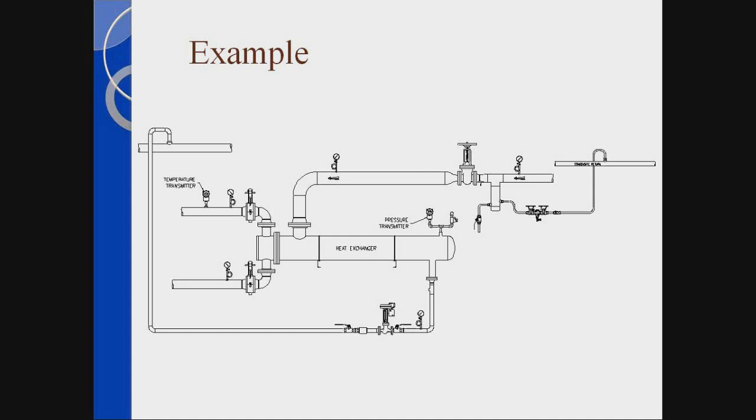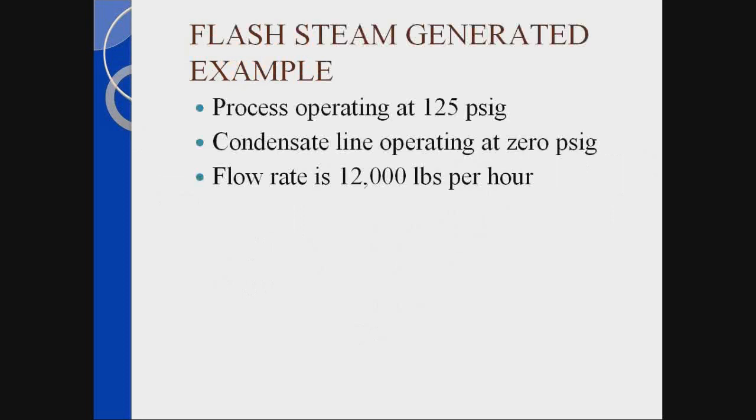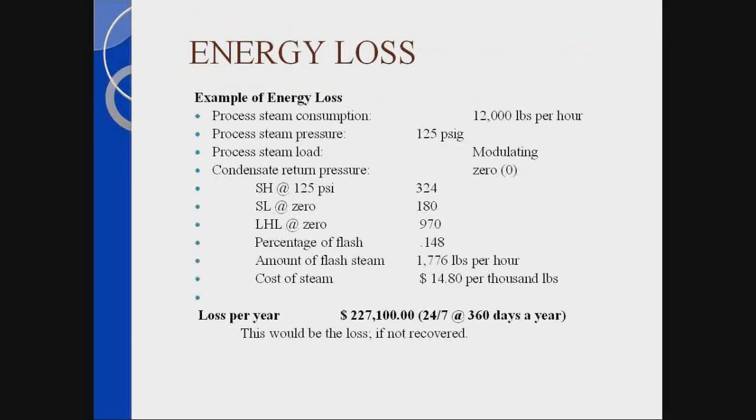Example, here is a process coming in. The steam's coming into this process, going through a control valve and being raised up to the condensate return line. This example, as we're going to show, is operating at 125 psi. The condensate line is operating at 0 psi-G. The flow rate is 12,000 pounds per hour. If I go through the calculations again, the process consumption is 12,000 pounds, the process steam pressure is 125 psi-G, the steam load is modulating, the condensate return line pressure is 0.